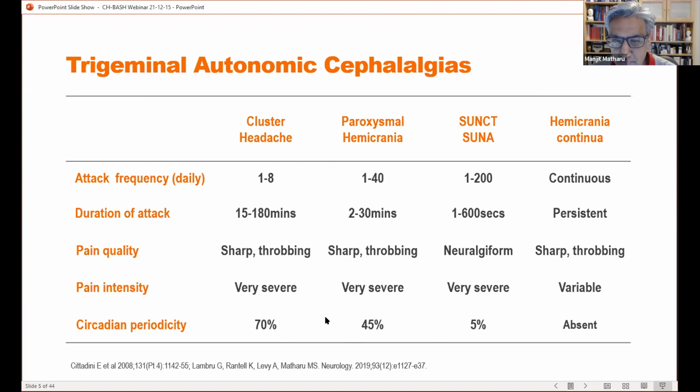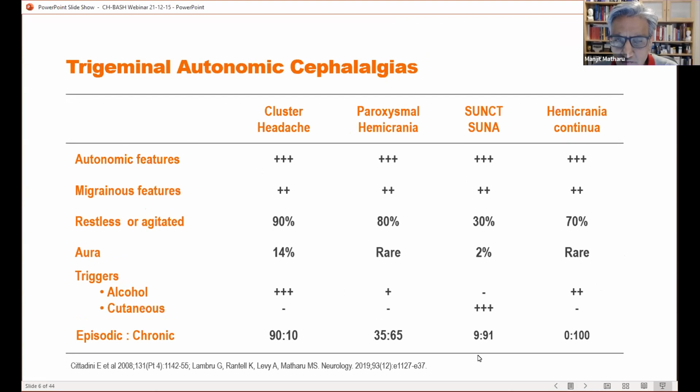That circadian periodicity drops as you go across the groups. By definition, they all have to have significant cranial autonomic symptoms. But one thing to be mindful about is that migrainous symptoms are also quite common. Symptoms such as nausea, vomiting, photophobia, phonophobia tend to be quite common amongst these patients as well. Restlessness occurs in about 90% of people with cluster headache, occurs in a huge proportion of patients with paroxysmal hemicrania and hemicrania continua, 70 to 80%, but not so common in SUNCT, where it's only about 30%.